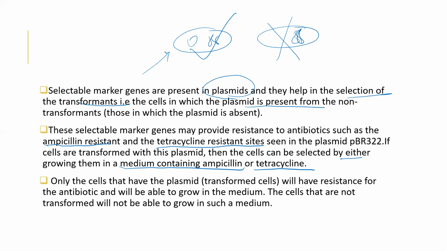Only the cells that have the plasmid, that is, transformed cells, will have resistance to the antibiotics. So only those cells which have the plasmid with the foreign DNA also will have resistance to the antibiotic and will be able to grow in the medium. The cells that are not transformed will not be able to grow in such a medium.